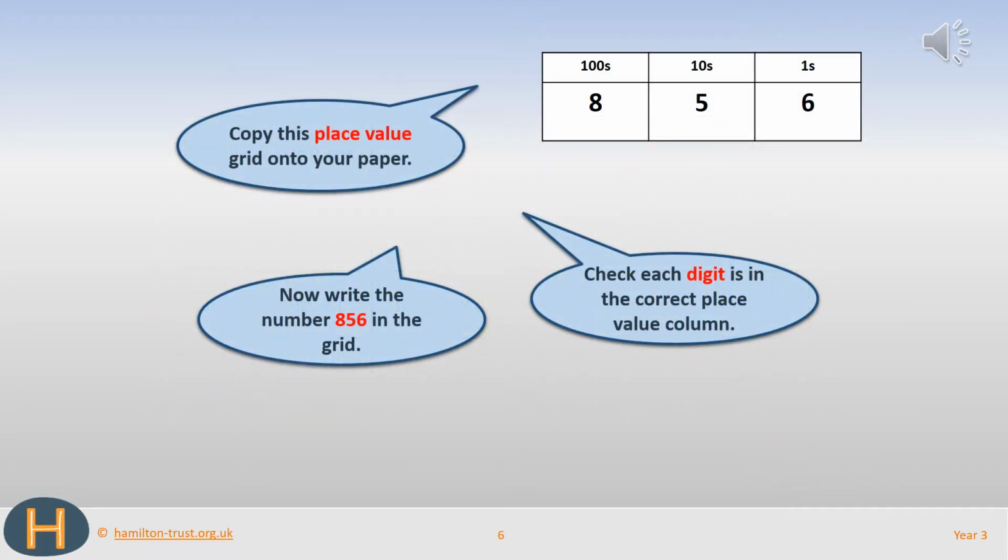I'm going to follow the same process as I used yesterday when adding hundreds, tens or ones to 3-digit numbers, but we're going to apply it with our subtraction today. So first of all, just like yesterday, I would like you to copy the place value grid on a piece of paper. And in that place value grid, I want you to write 856. Check each digit is in the correct place value column.